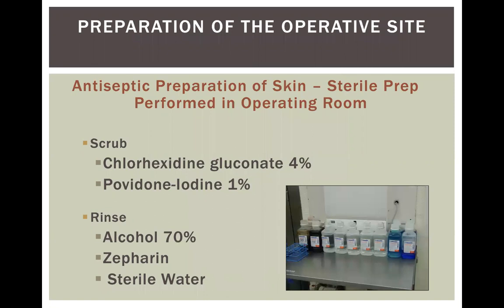Okay, inside the OR, we're going to prep our surgical site one more time. We refer to the second prep as the sterile prep. So once we get into the OR, we're going to use similar antiseptics, but they are antiseptics that have been kept in a more sterile manner, and we're going to apply them with sterile gloves. Depending on the procedure, we may be doing our sterile prep with chlorhexidine or betadine, and then, as I said before, we can either rinse with alcohol, Zephyrin, or sterile water.